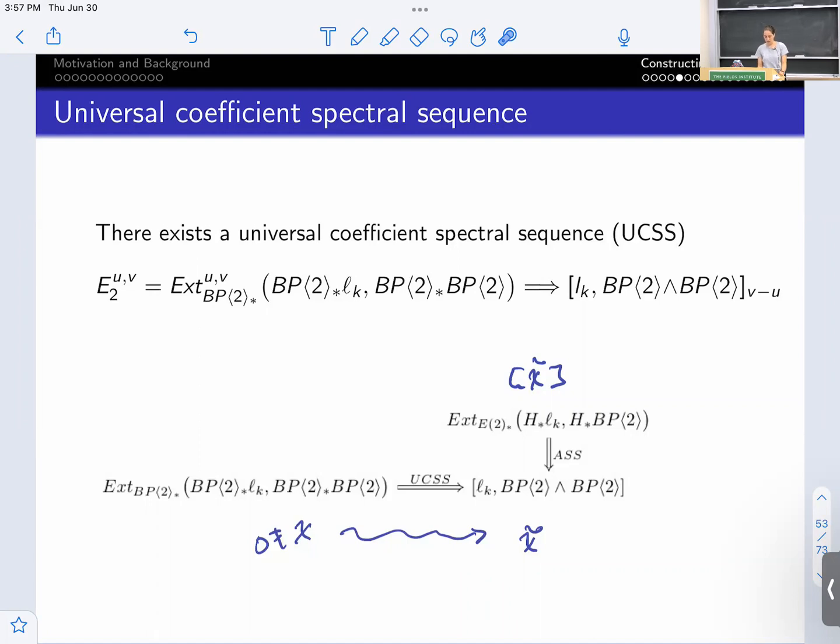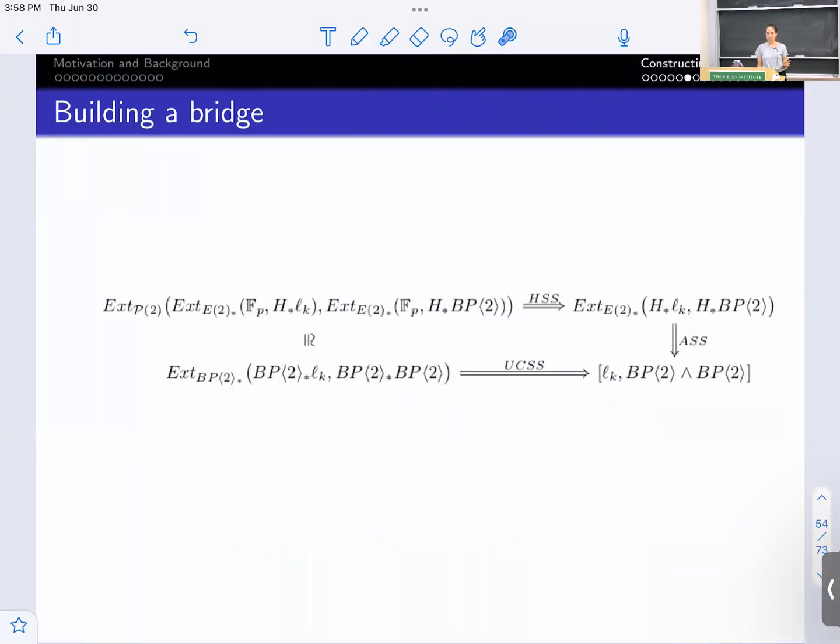And so I got the idea for doing this sort of comparison from a paper of Klippenstein's. In his paper, he was able to compute the E2 page of the universal coefficient spectral sequence very explicitly. Same thing for the E2 page of the atom spectral sequence. But he was doing work at height 1, where it was more feasible to get these things very explicitly. So what I did instead of computing these things directly is use yet another spectral sequence as a bridge between the two of them.